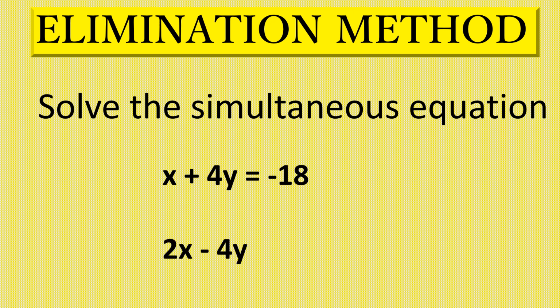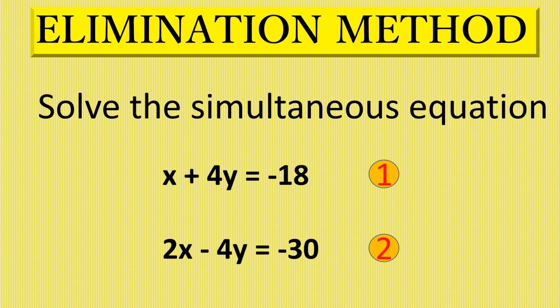So we have two equations. In this case, they are linear. x plus 4y is equal to minus 18, and 2x minus 4y is equal to minus 30. So we have equation 1, and then we have equation 2.